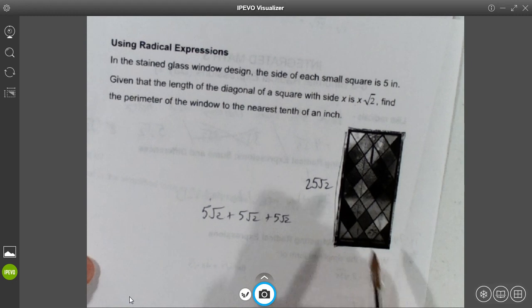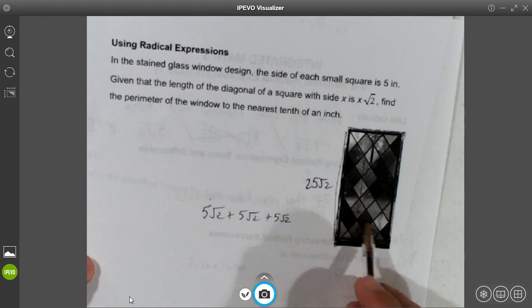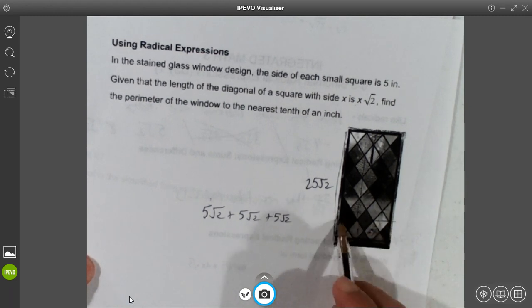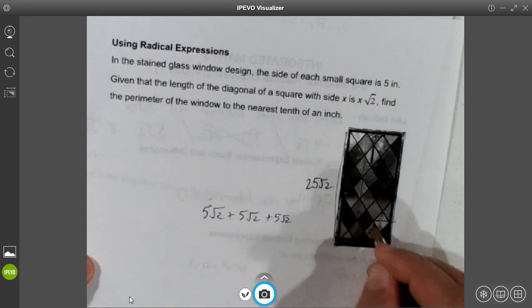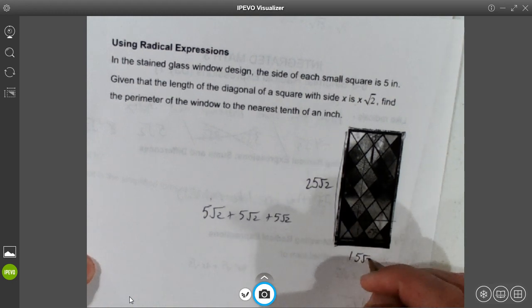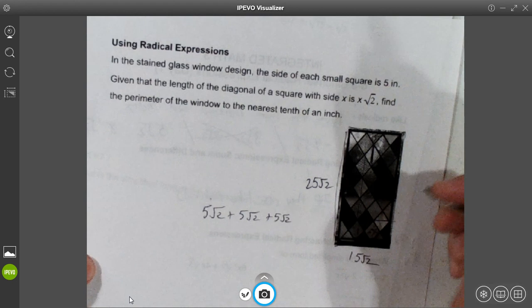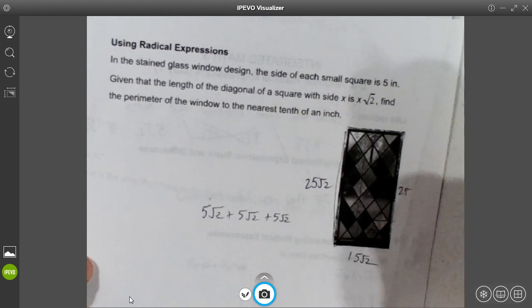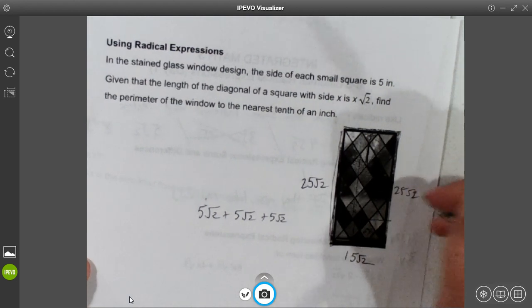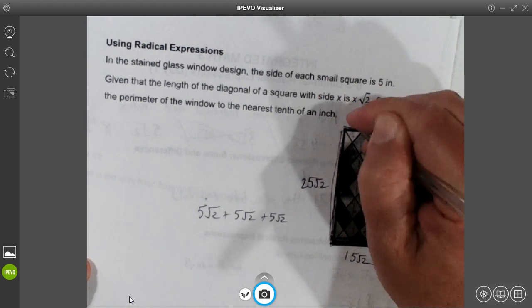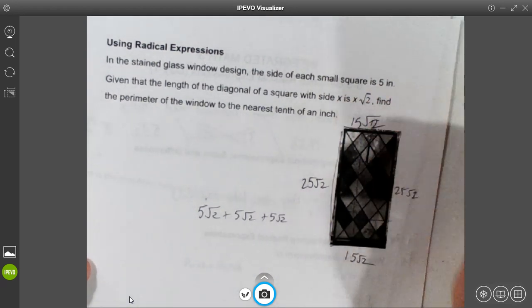Now, what about a side? Well, let's look here. I'm going to go right across here, and I've got 3 of the diagonals. So that must be 5, 10, that's 15 square root of 2. And let's see, this side is also 25 times the square root of 2. This side is also 15 times the square root of 2.